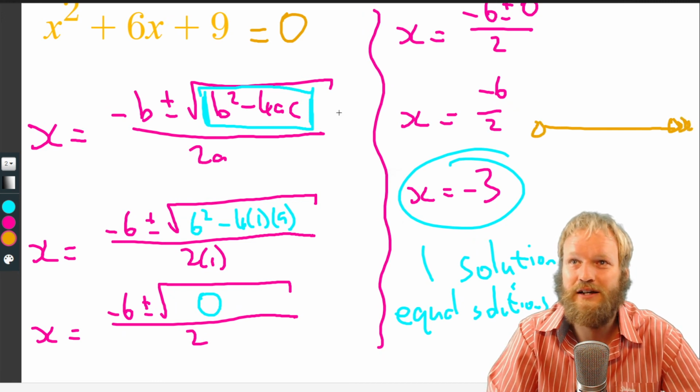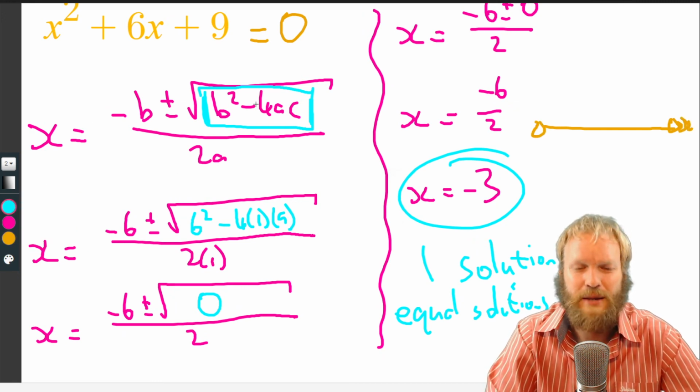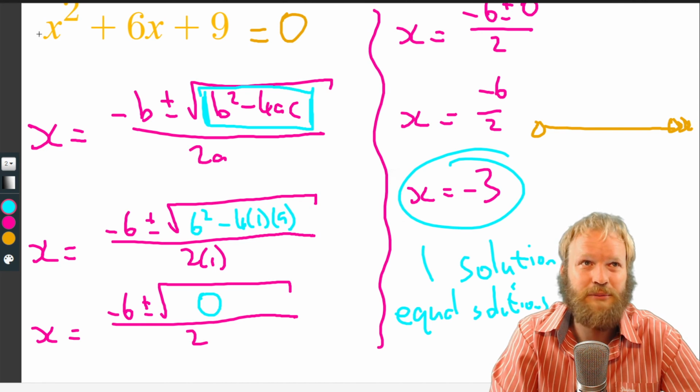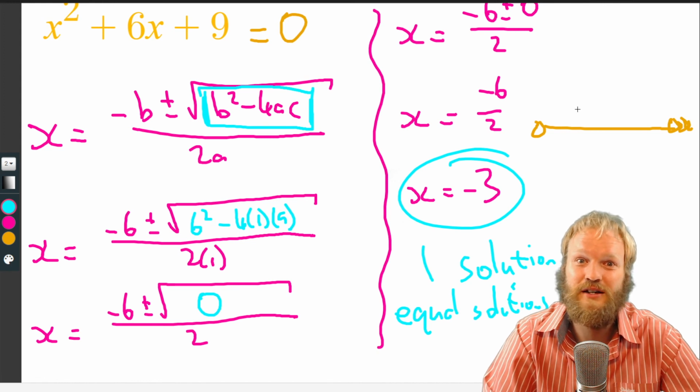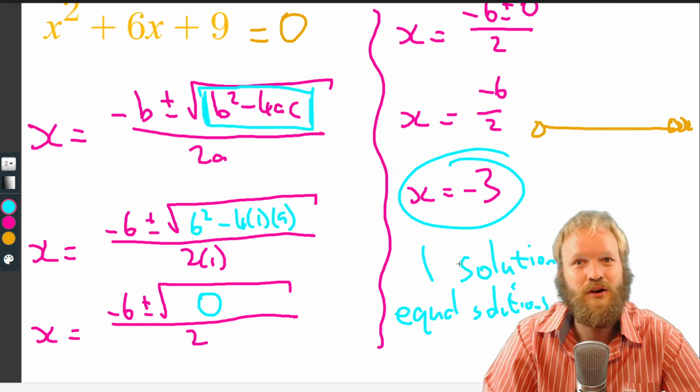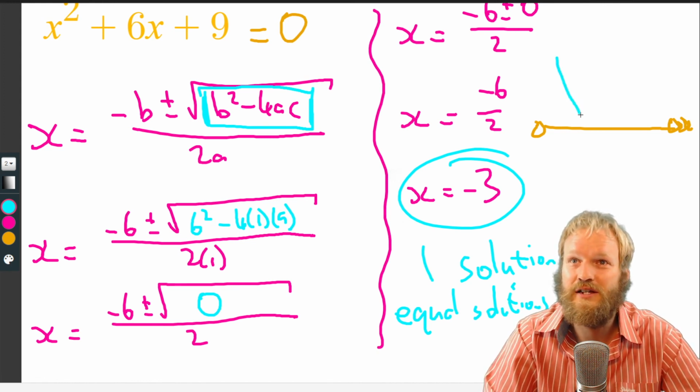X-axis, that's an x. Happy or sad parabola? Happy, positive x squared. How many solutions do we have, and therefore how many times does it intersect the x-axis? One solution intersects once. Happens to at -3.